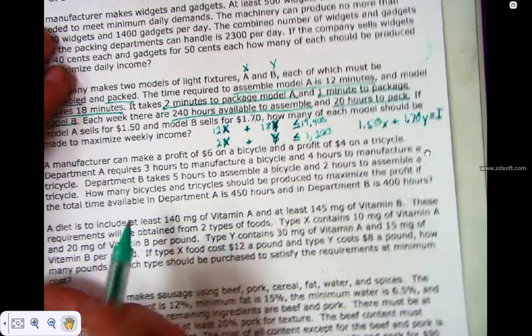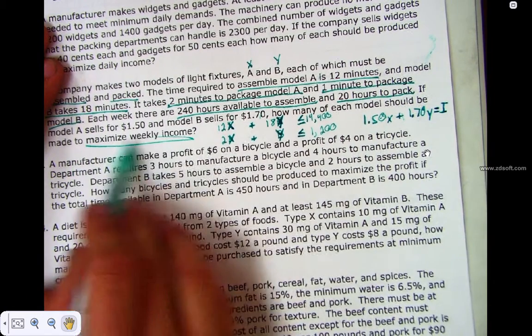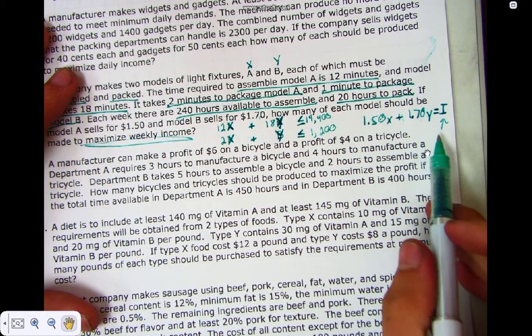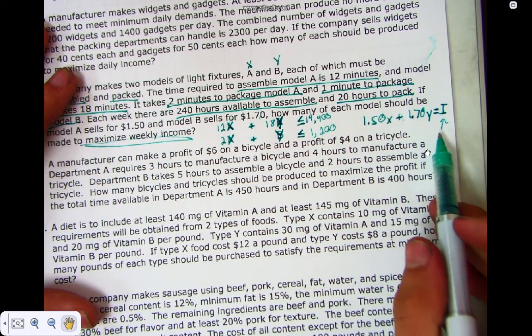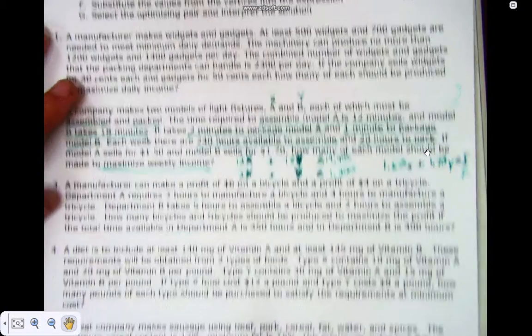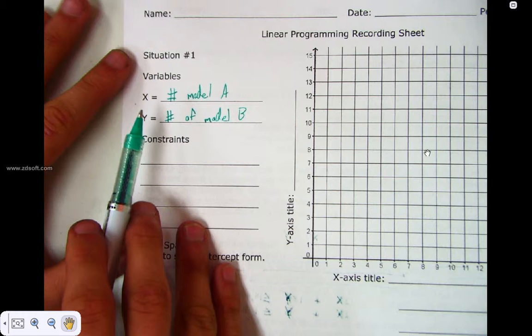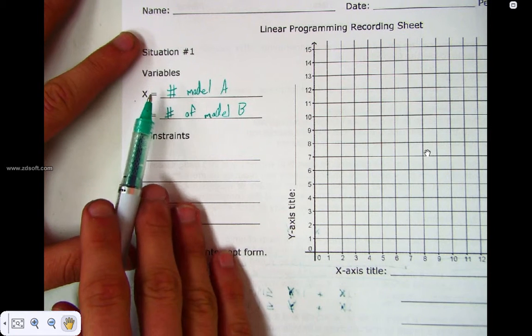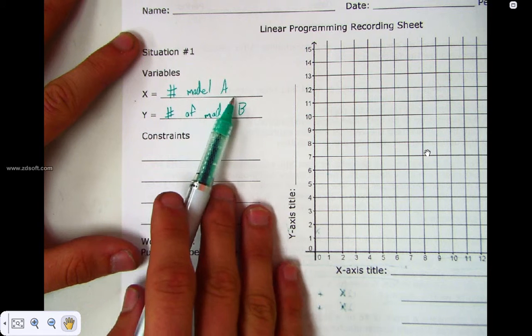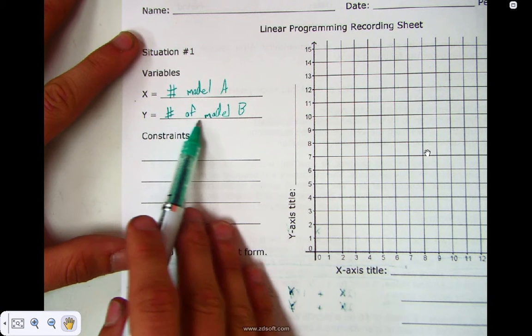Now what does it say? It says I need to maximize my weekly income, so I want to make that income as big as possible. Okay, so I'm going to take all this information and start filling it in on the other side of this page. So again, defining my variables, my X was the number of model A's, Y was the number of model B's.